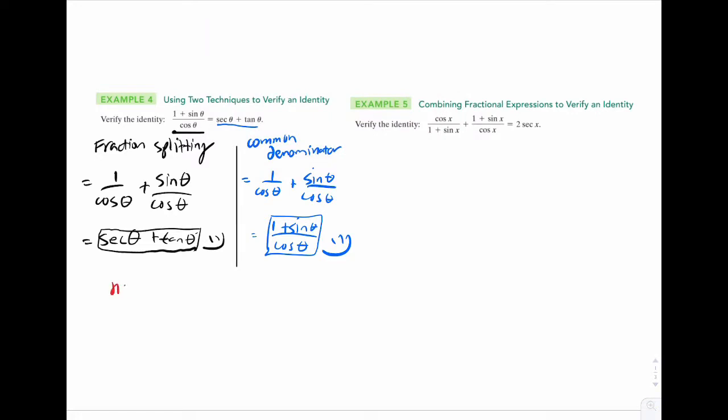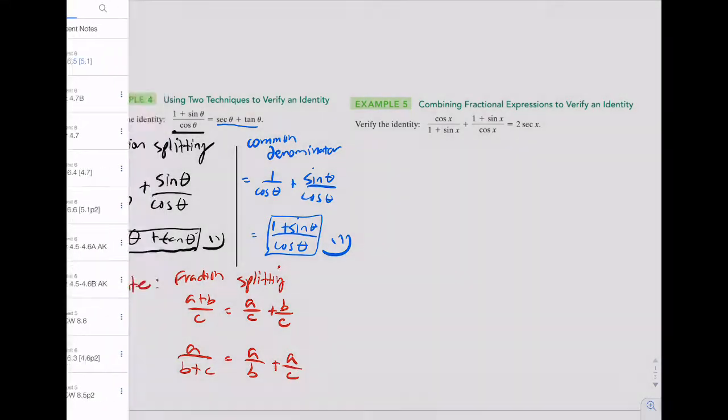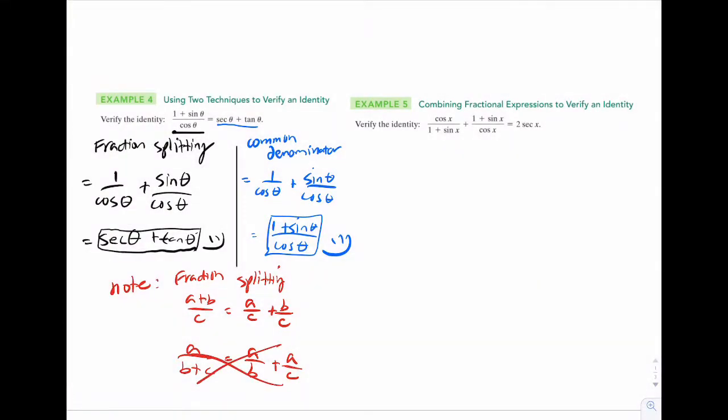Now it's important to note that fraction splitting works like this. You have a plus b over c, that separates to a over c plus b over c. It does not work like this. A over b plus c, that is not equal to this. This is complete nonsense. So make sure you guys never do something like that. You cannot separate a denominator. You can only separate the numerator. So really notice that. The numerator will get split here.